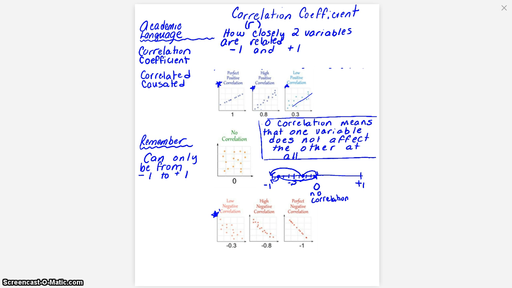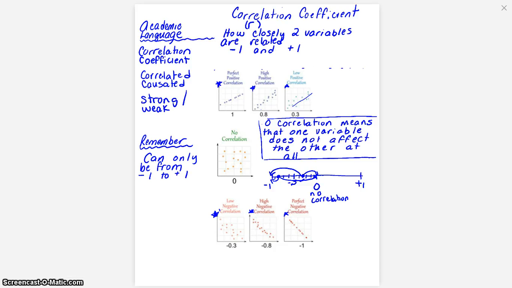Some other words we use are strong. Negative 0.8 would be a strong correlation, and negative 0.3 would be a weak correlation. So we can use those words. I'm going to throw them up in academic vocabulary. Strong and weak is a good way to describe these. And then, of course, the last one, negative 1, is a perfect negative correlation, exactly a 1-to-1. I'm going to put a star on all of them. The correlation can only be from negative 1 to 1.